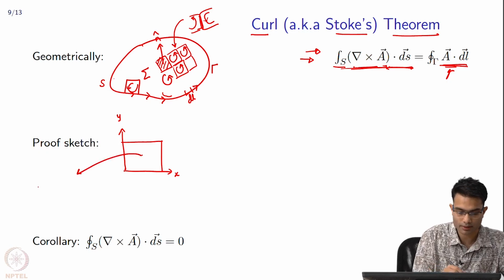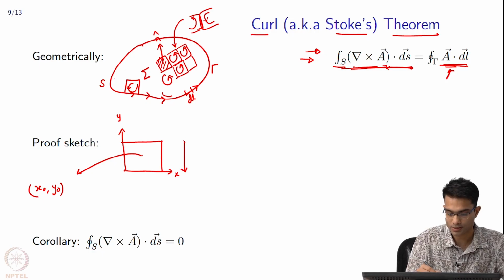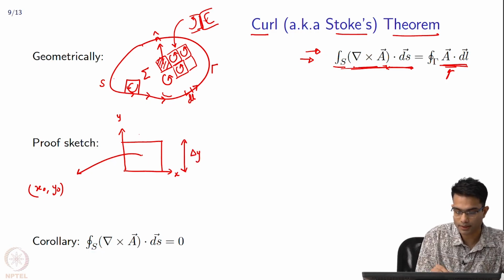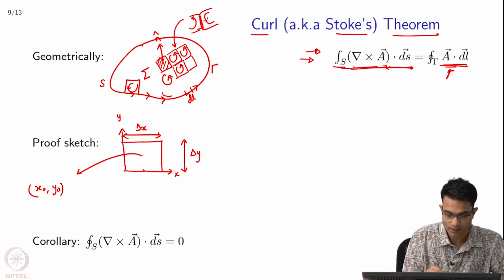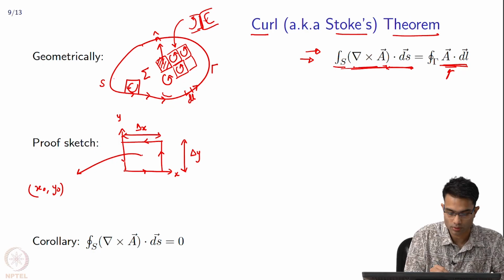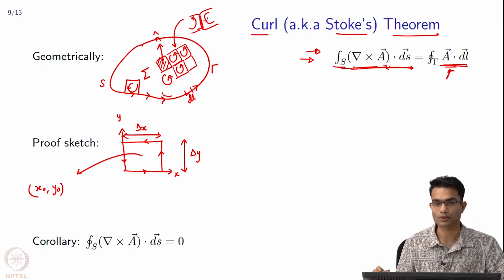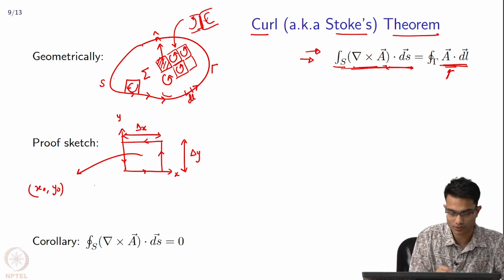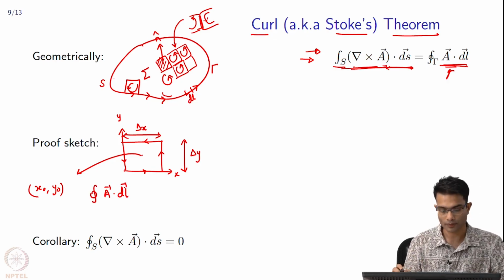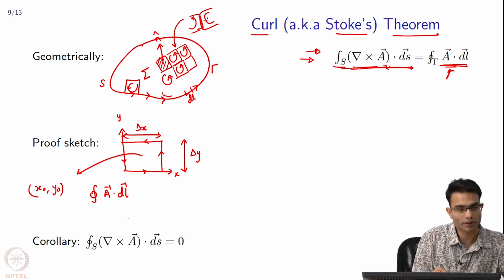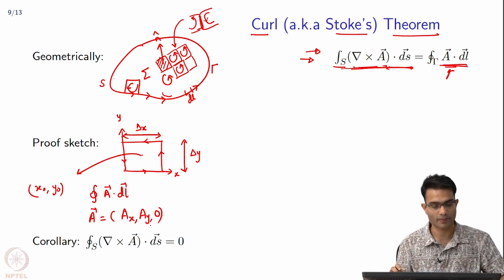Center point again I am going to take x naught, y naught, and this patch has some delta y and some delta x is the width of this patch, and this is how I am going to evaluate the right hand side over here. So, this is what I am going to do, A dot dl. Now, my vector field, the way I have drawn it, let us just assume that A is in the plane. So, Ax, Ay and 0, that is my vector field.